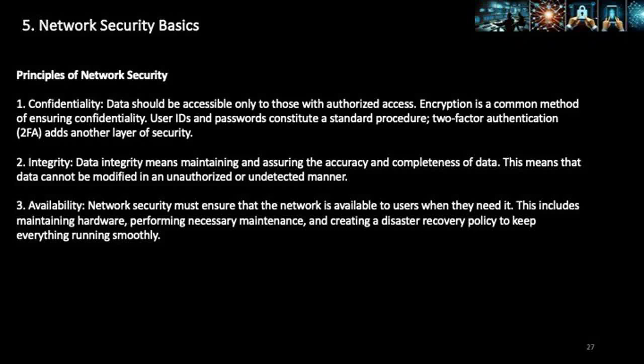2. Integrity. Data integrity means maintaining and assuring the accuracy and completeness of data. This means that data cannot be modified in an unauthorized or undetected manner. 3. Availability. Network security must ensure that the network is available to users when they need it. This includes maintaining hardware, performing necessary maintenance, and creating a disaster recovery policy to keep everything running smoothly.